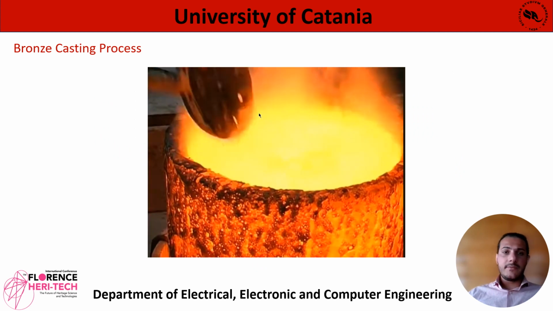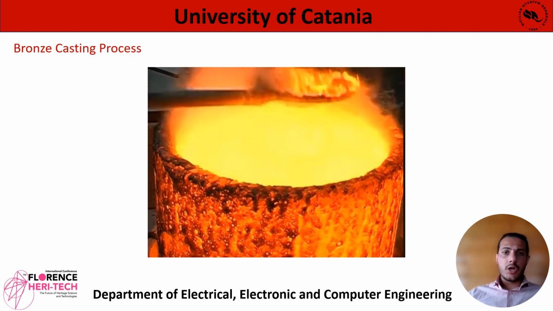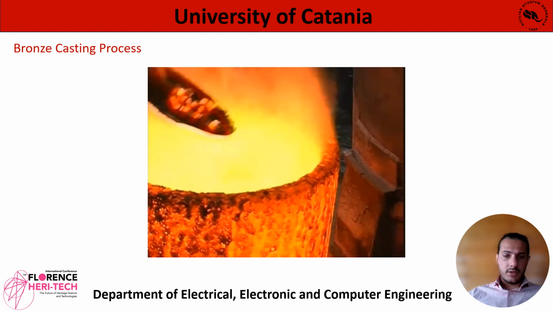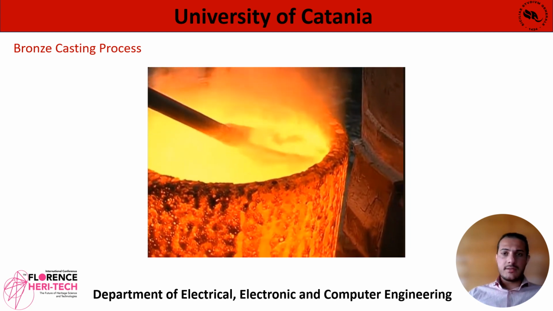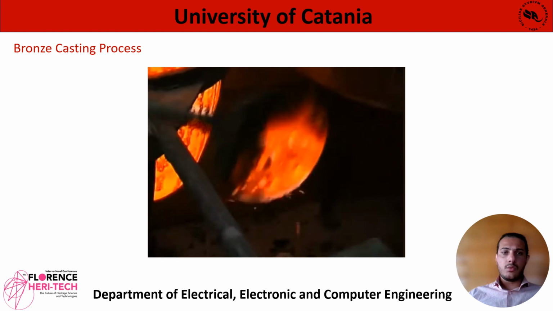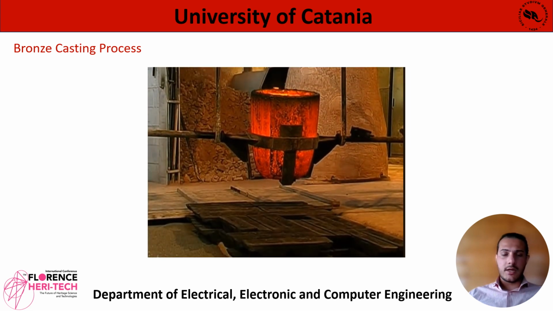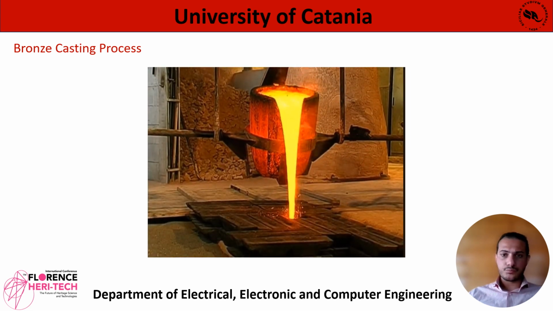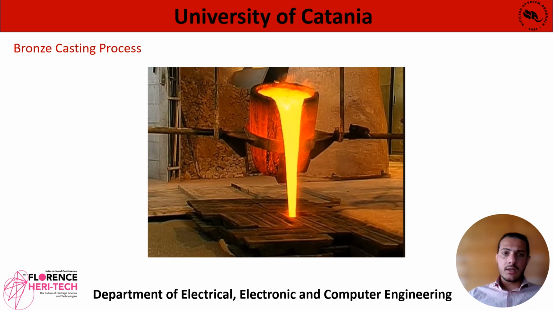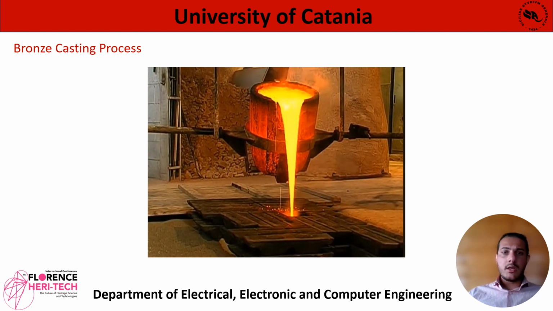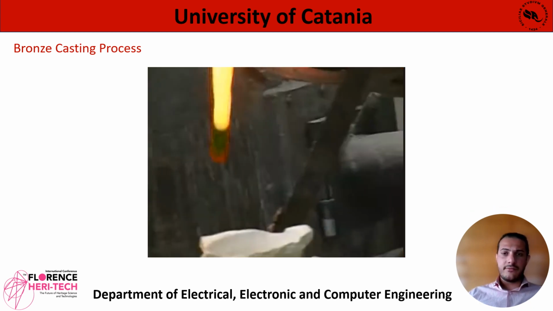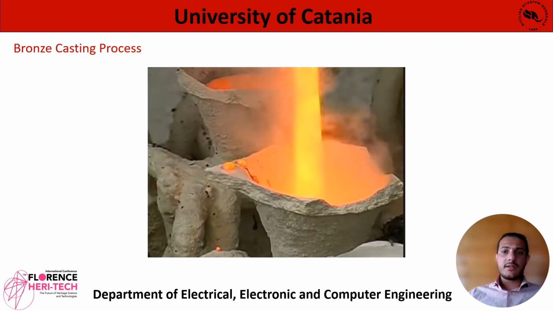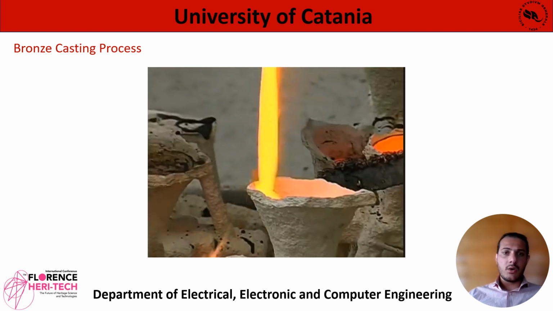In this video is shown the casting process. Bronze is melted at a temperature of 1200 degrees centigrade inside the crucible. Before casting, all impurities are removed so that the bronze is clear and flowing. After that, the bronze is lowered into the mold.